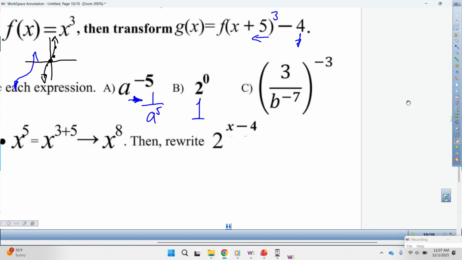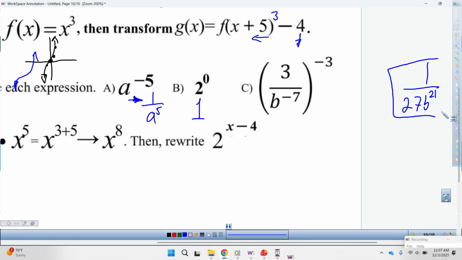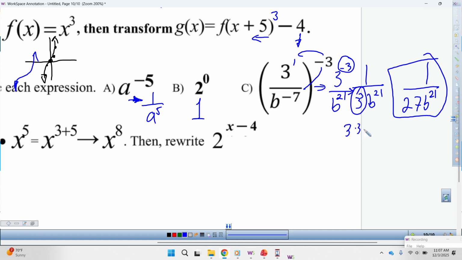Leo? Leo in the house. Let's go. Hands if you got that. That is correct. So put a 1 here, distribute the exponent, so that's 3 to the negative 3 over b to the positive 21. However, we can't have a negative exponent, so we write 3 to the third, b to the 21, and on top we put a 1. So 3 to the third is 3 times 3 times 3, which is 27, and the b to the 21st right there.